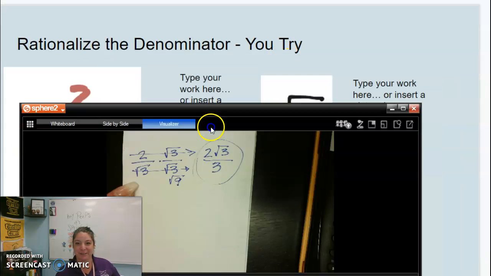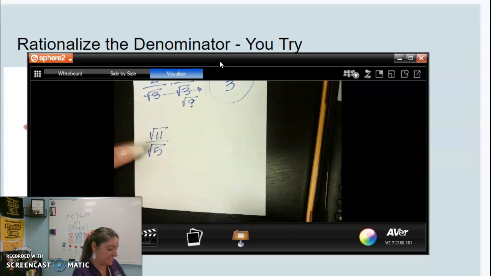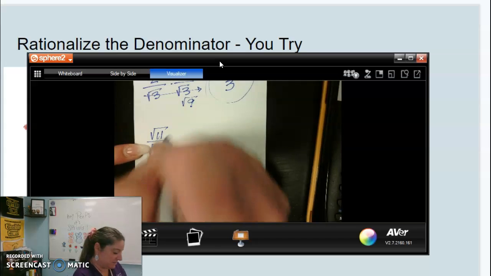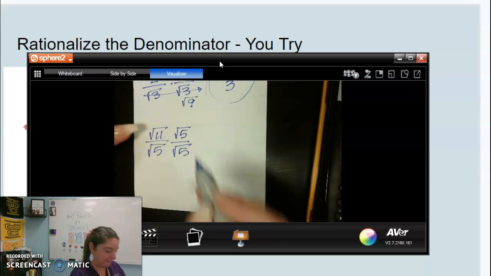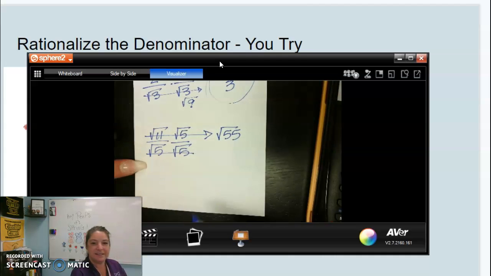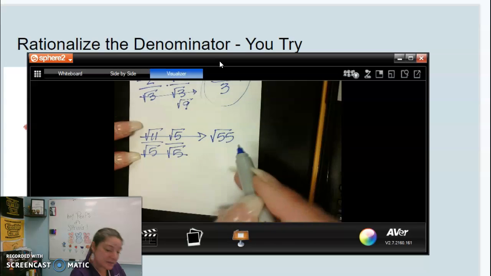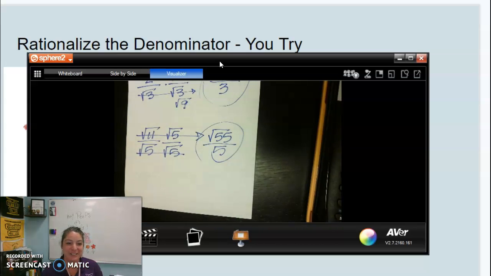Okay, next example. Square root of 11 divided by the square root of 5. Keep in mind it's the denominator that's not allowed to be there. So multiply by root 5 over root 5. This is going to become the square root of 55. Square root of 5 and square root of 5 is the square root of 25, which is 5. That's it. That's all there is to it. Go hit submit.